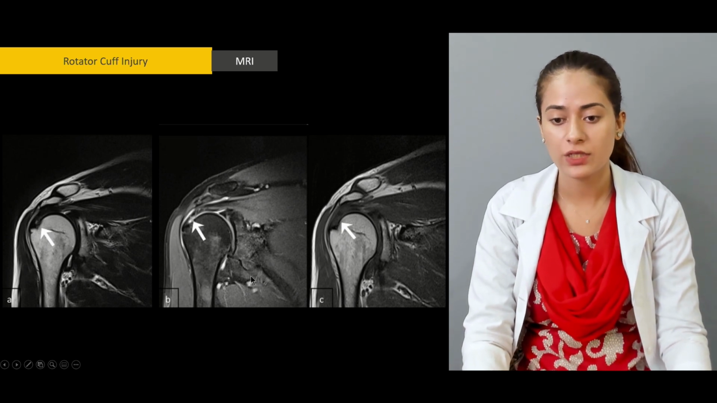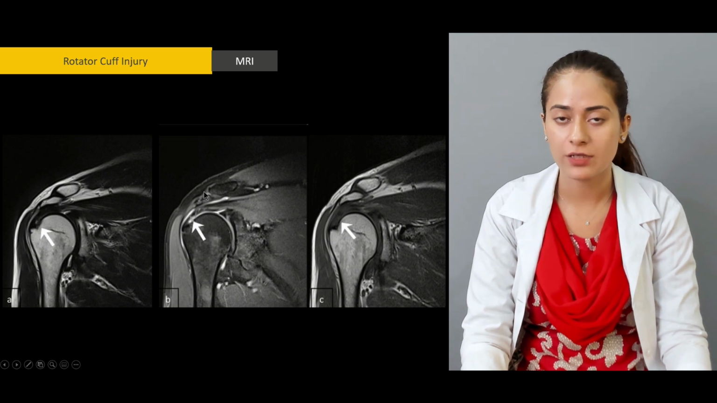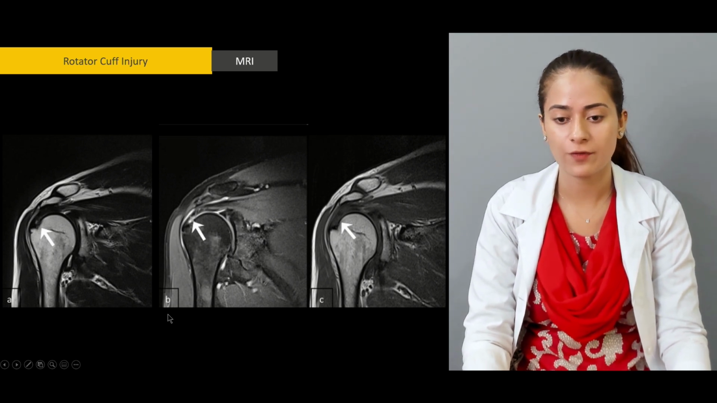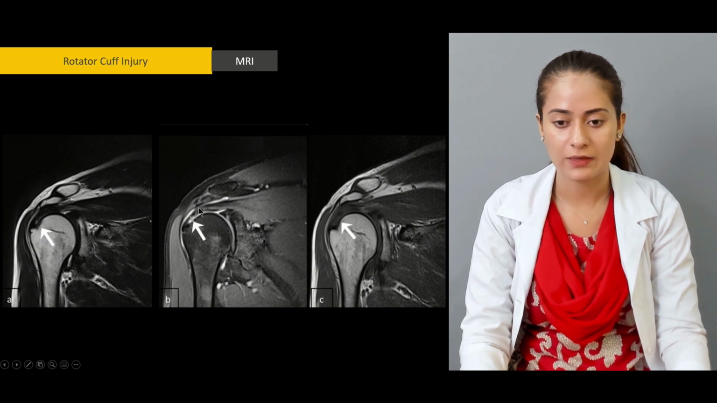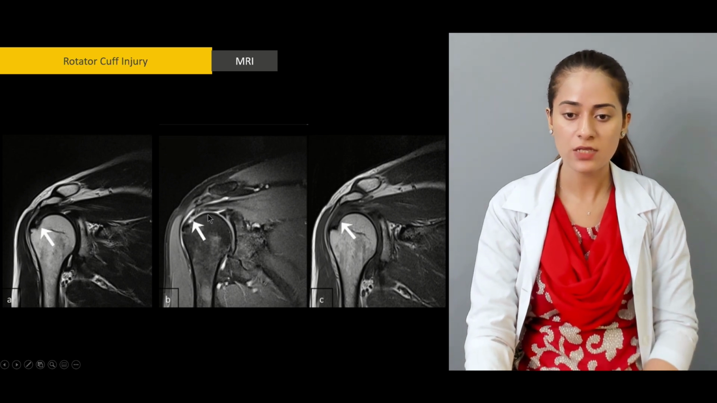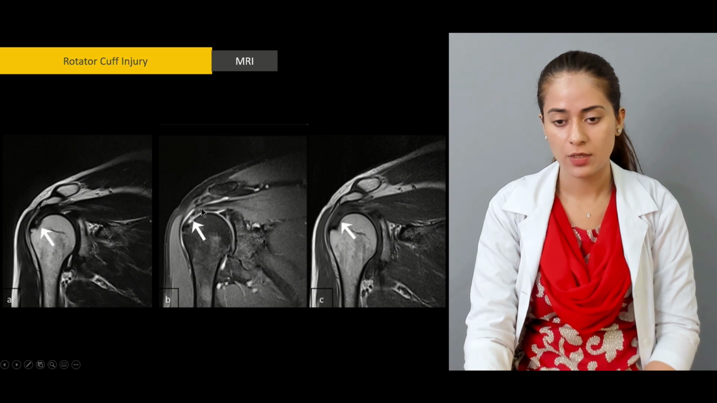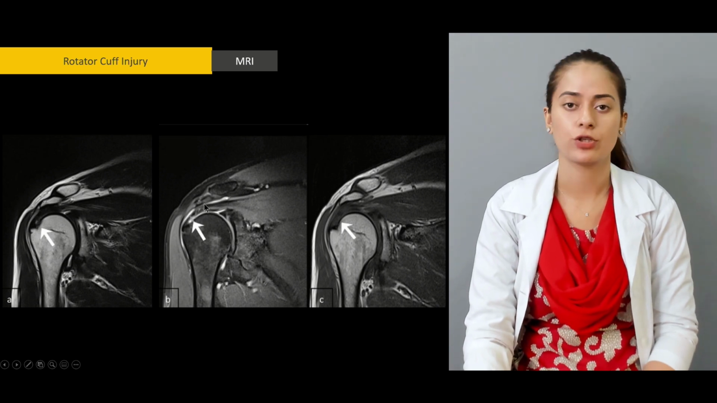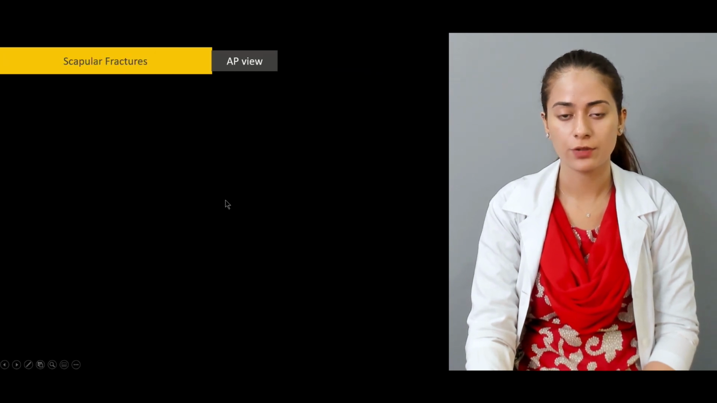So that's why we use this fat suppression sequence to suppress the fat, so that this entire fat is no longer white here, see? The fat has been suppressed, and there is better visualization of this tendon, and we can see that it's ruptured, and there's some very little bleed in proximity to this rupture. So that is rotator cuff rupture. This is a complete rupture.